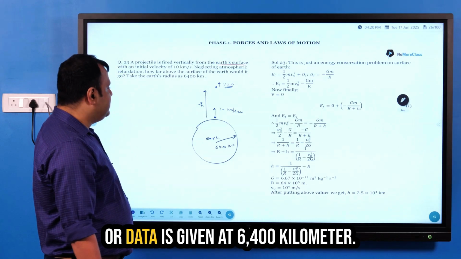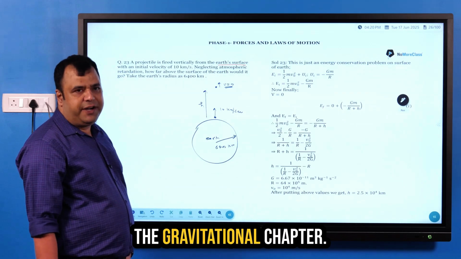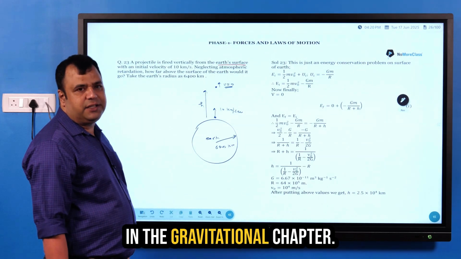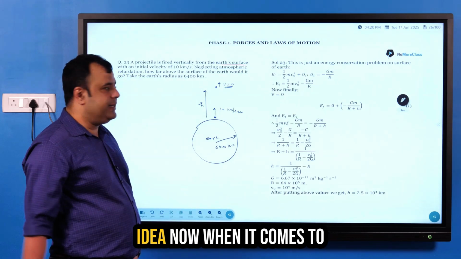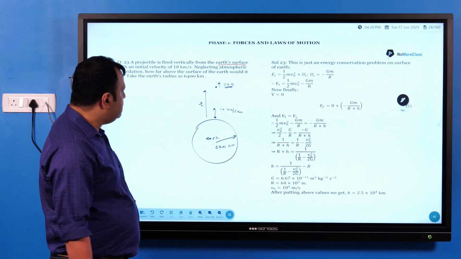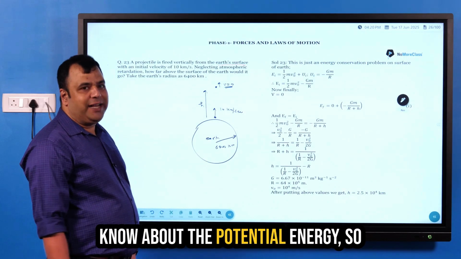Earth radius is given at 6,400 kilometers. Now this question is from the gravitational chapter actually. The more about this chapter you'll be learning in the gravitation chapter, but during the 9th standard also you learn about it. So I'll give you the basic idea. Now when it comes to motion of this projectile, we have to know about the potential energy.